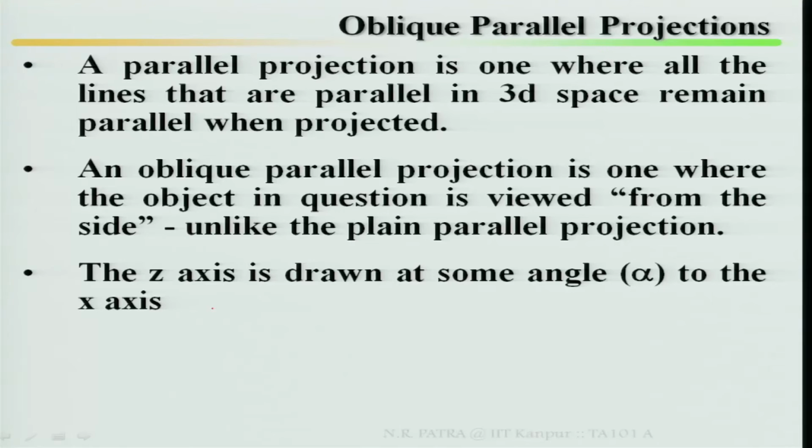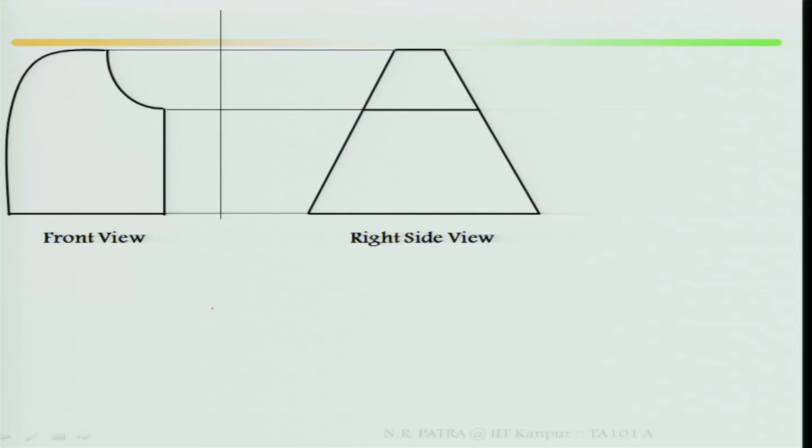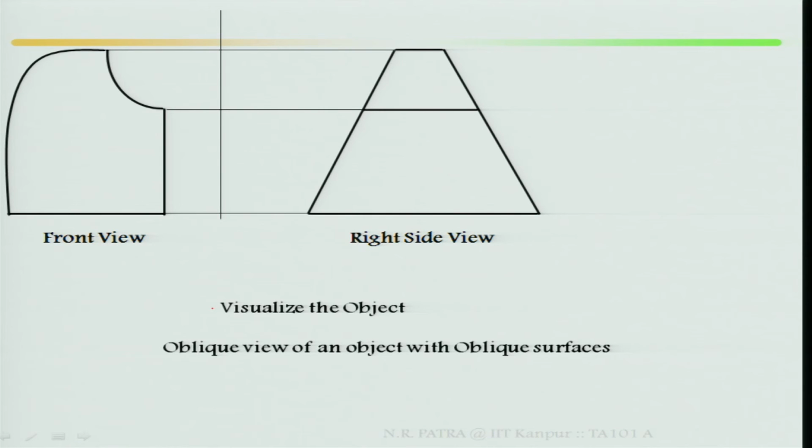alpha to your x axis. As I said, moving up, moving down, towards left or towards right. This is your oblique parallel projections. This is your front view, a slightly complicated case. One example, right side view. Visualize the object: oblique view of an object with an oblique surface. This is a typical case, oblique view of an object with an oblique surface.